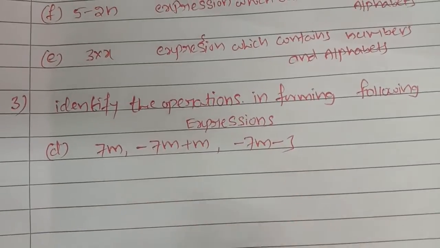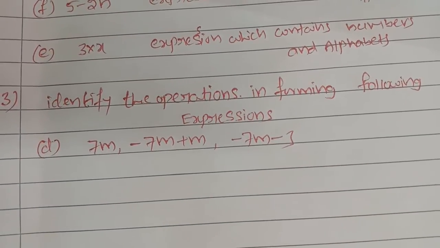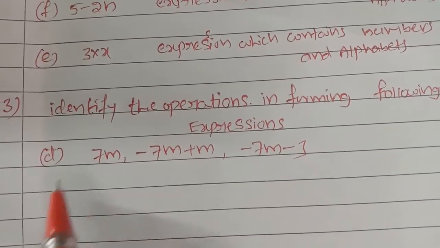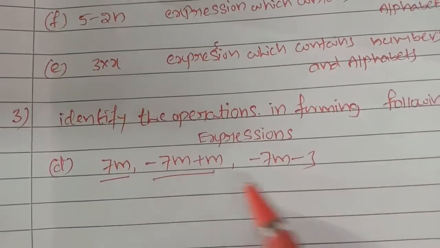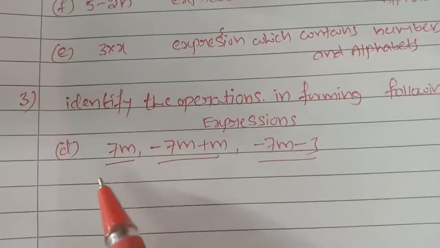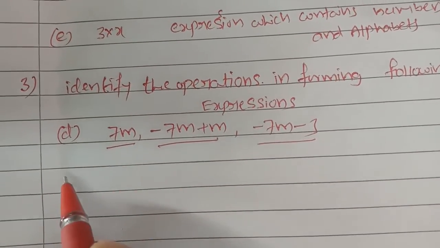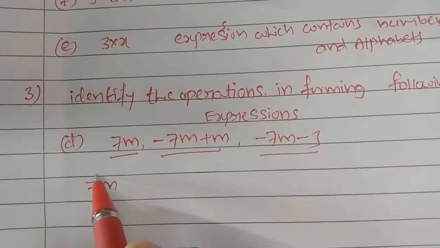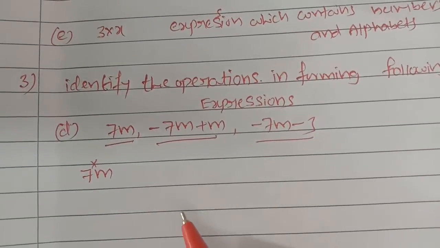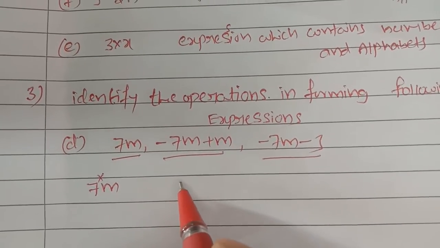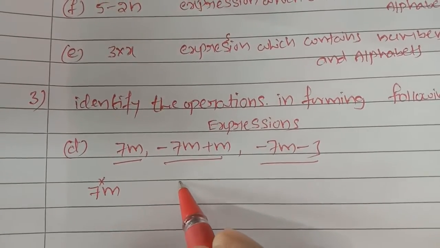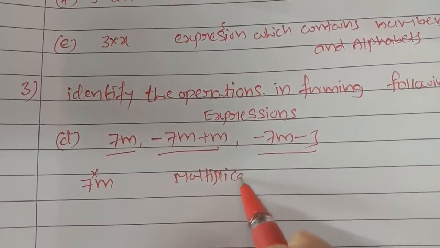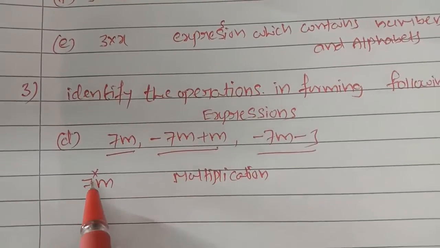Next you can see the third bit. Identify the operations in the following expressions. Here we have 3 expressions, asking which operations we used in each expression. Let me take the first expression, 7m. Here in between there is no symbol, we can take into. So this expression is formed by which operation? Multiplication.